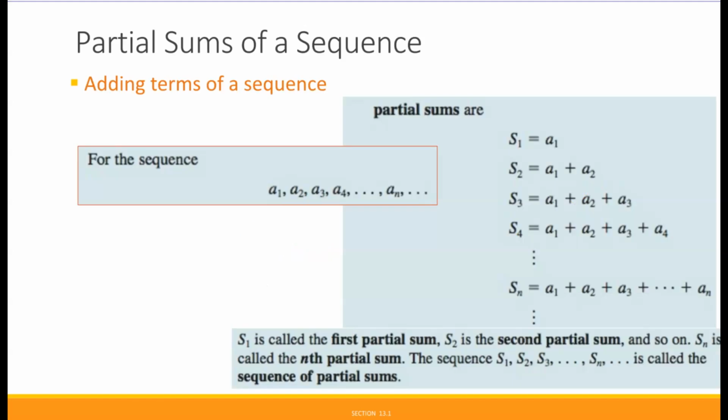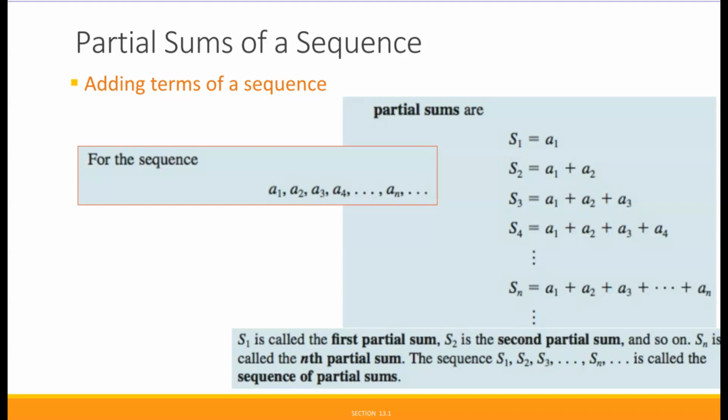Okay, so we looked at discussing sequences. Sequences can contain an infinite number of terms: 1 term, 2 terms, 3 terms, 6 terms, 100 terms. They just go on forever.